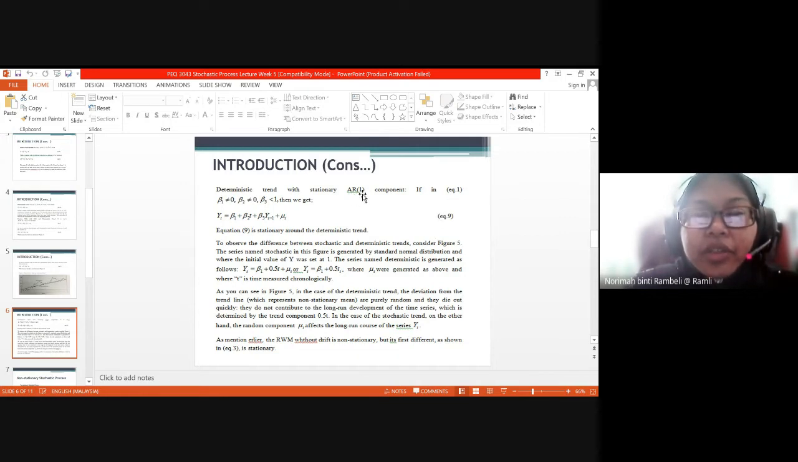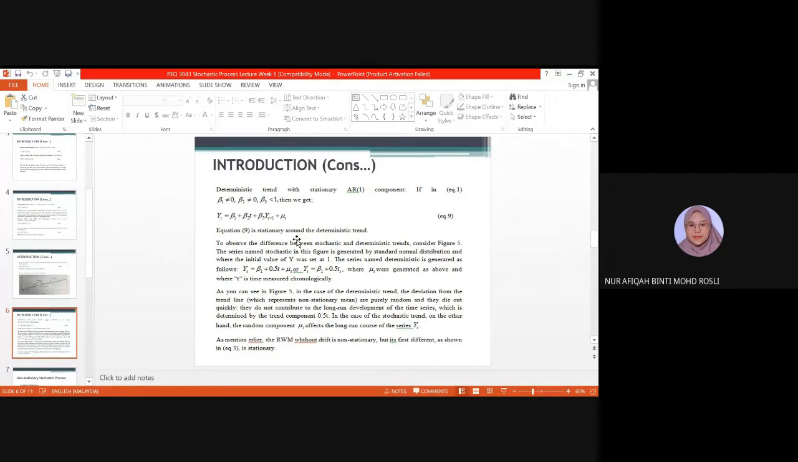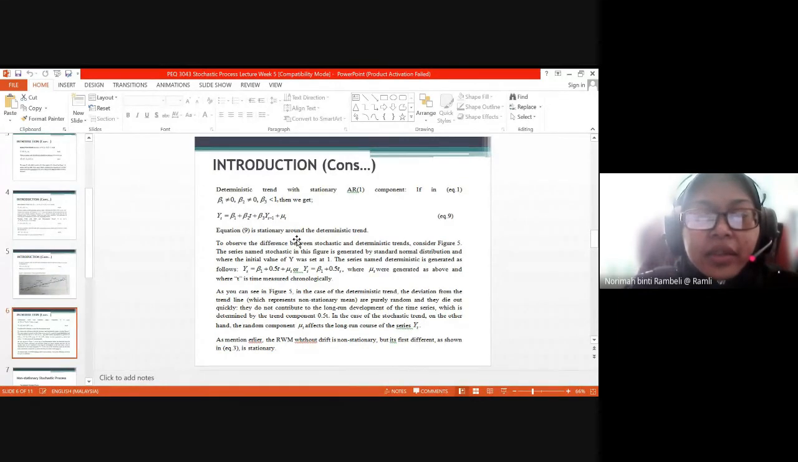Okay. So if I change AR1 to AR2, it means not only Yt minus 1, but you have beta 4 with Yt minus 2. If I change to AR3, then not only Yt minus 1, but you also have plus beta 4 Yt minus 2 and beta 5 Yt minus 3 plus mu t. Faham tak? Doctor, as the lags increase, the equation becomes longer, right, doctor? Betul. Okay. I'll explain all of this in a moment. Okay? Alright. So please go through.